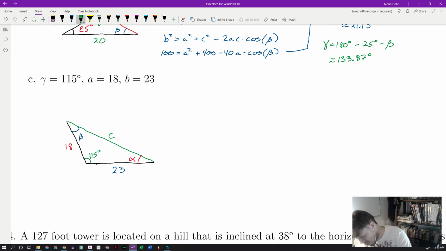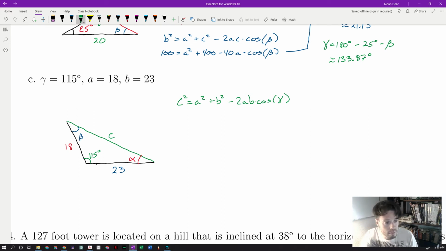Let's go for C first. C squared equals A squared plus B squared minus 2AB times the cosine of gamma. Plugging stuff in, I get C squared equals 18 squared plus, actually I can take the square root right away for this one because I'm solving for C. C equals the square root.